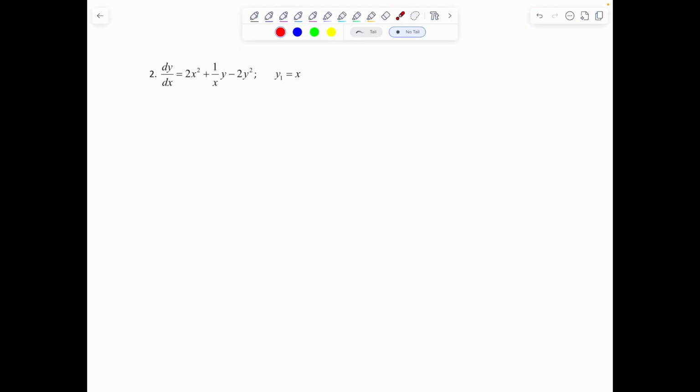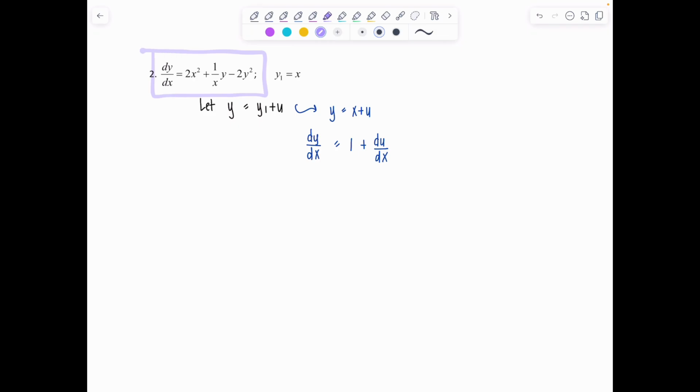Okay. So you just need to remember the substitution. We always let y equal y1 plus u. So in this case, that means y equals x plus u. And then differentiate. So dy dx equals derivative of x with respect to x is 1 plus du dx. Then we come back over here and we replace all the y's so that everything's in terms of x's and u's.